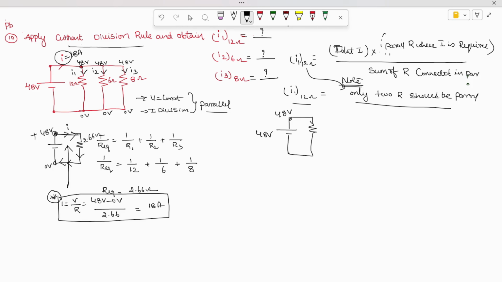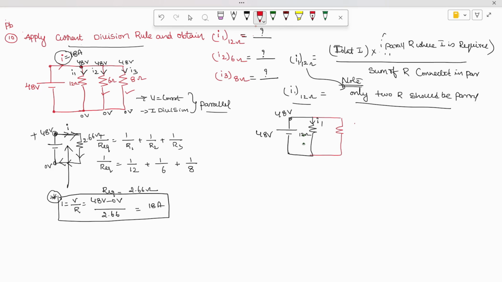And here we need to find out the current I1, where this value is 12 ohm. Okay, so I want a branch. You can see here, now this 6 and 8 are connected in parallel. So I'm going to convert this, I'm going to draw into a single resistor, where 6 and 8 are connected in parallel.